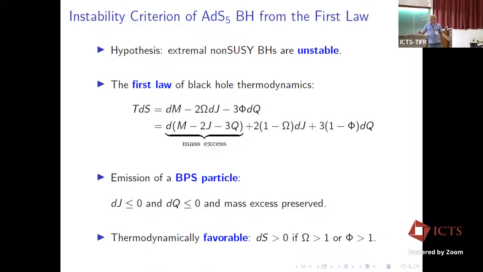So if the rotational velocity goes past that barrier, or if the electric field gets too big, then it is thermodynamically favorable to send out particles that have J or Q. We're going to keep the excess mass the same, but we can make the entropy go up by decharging our black hole, so kind of staying as energetic as it was before. It's not going to be supersymmetric, but this way we can do this in a favorable manner. That'll be favorable. So this is a very basic argument.